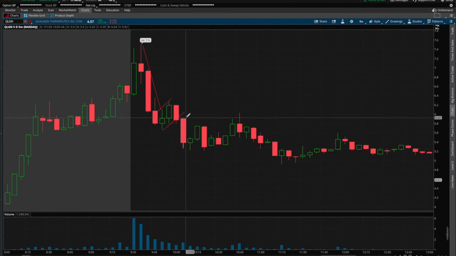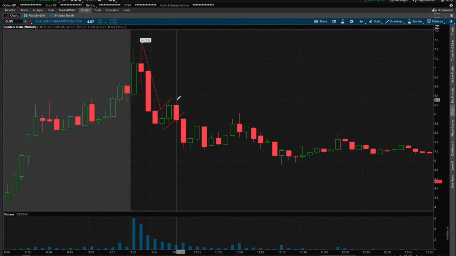So you look for the break of the trend line, which is here, and the first candle to make a new low, which is here, and an increase in volume. Now remember to have a stop order just above the highest point of consolidation, which would be about here at $6.30, just in case the bear flag fails to execute.